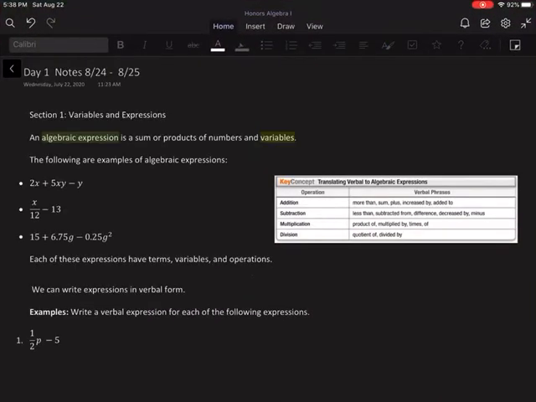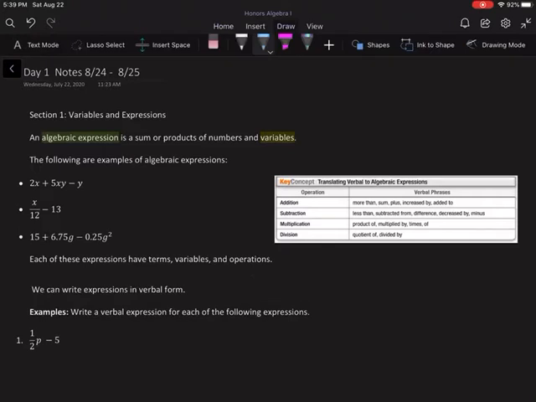We're going to do Chapter 1, Day 1 notes. It's Section 1 and Section 2 of Chapter 1. Section 1 is variables and expressions. An algebraic expression is a sum or products of numbers and variables. So sum can also mean subtraction, but it's adding the additive inverse, essentially, and products also can represent division. So the following are examples of algebraic expressions.